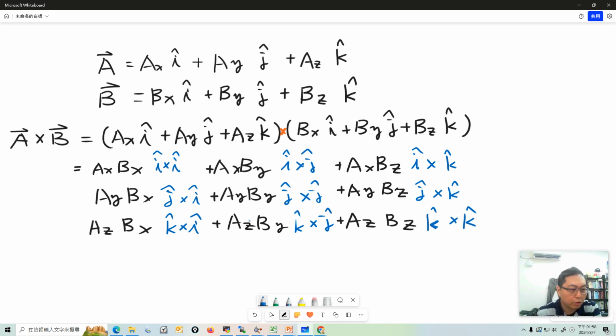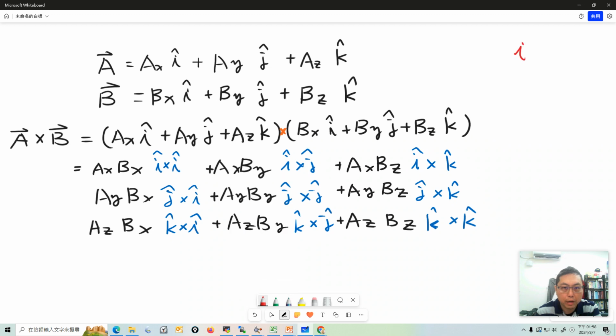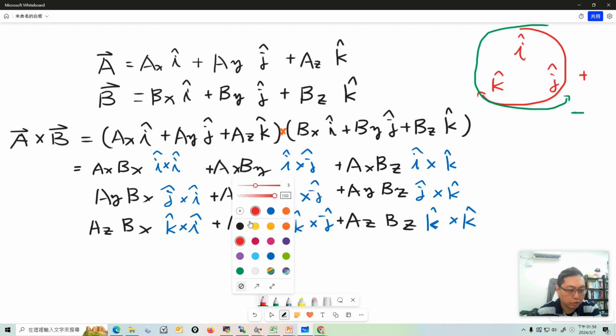So what's the result of this I cross, J cross, and so on? What's the cross product between these unit vectors? There's a simple rule: if it goes in this direction, it's positive, and if it goes in this direction, it's negative. So let's check how the result will be.